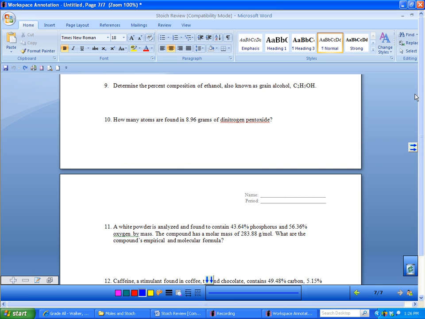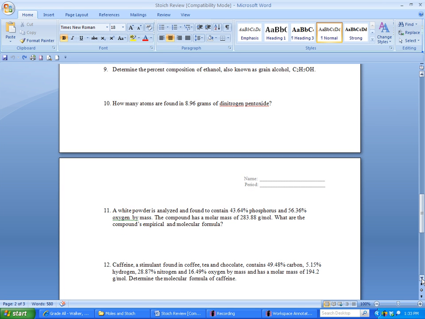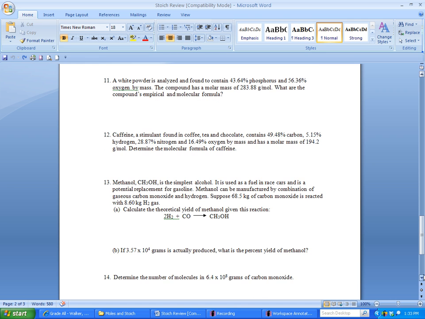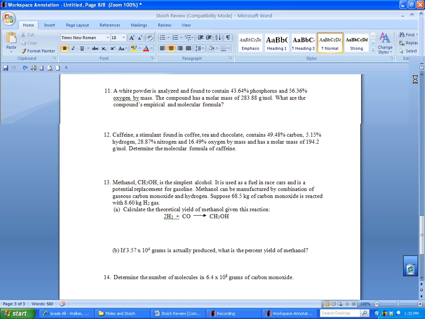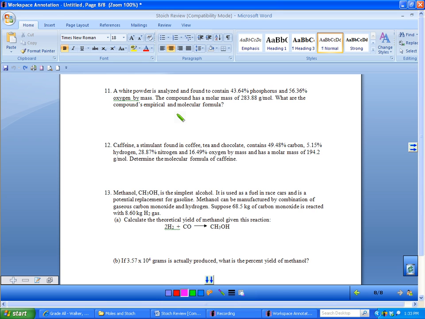Okay. Let's move on down. Go to number 11. Probably finish number 11 and start a new recording because it's about where I think I'm going to be. All right. A white powder is analyzed and found to contain that much phosphorus and that much oxygen. They want to know the empirical and molecular formula.